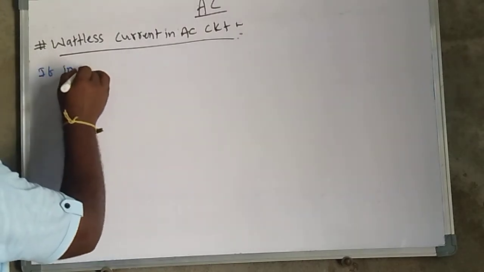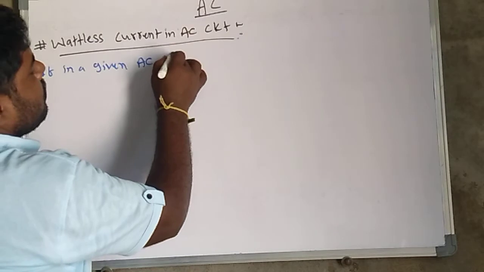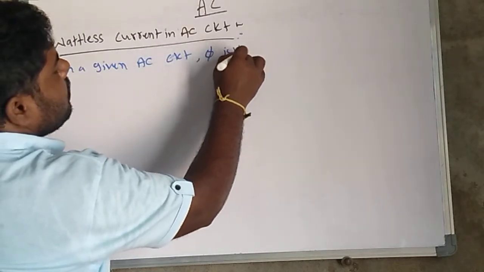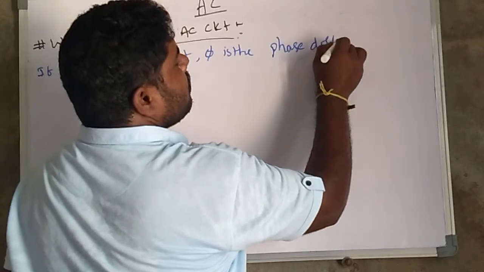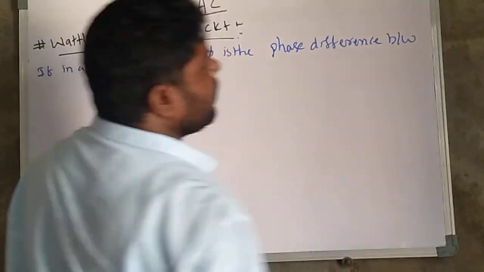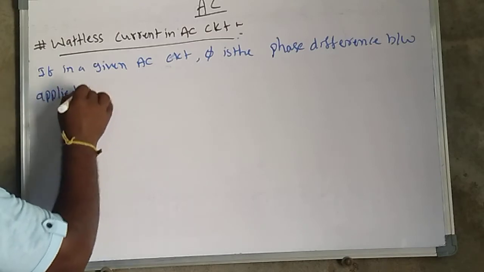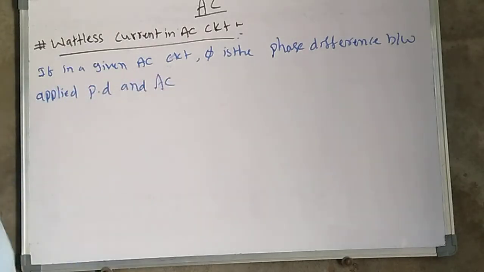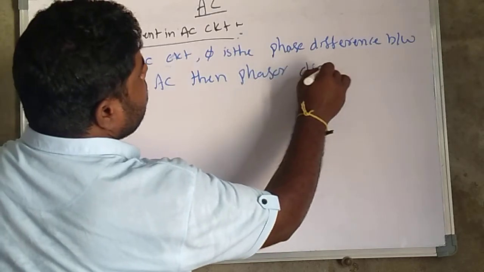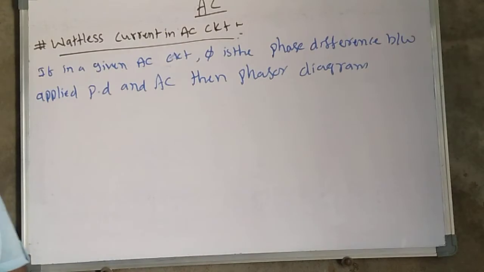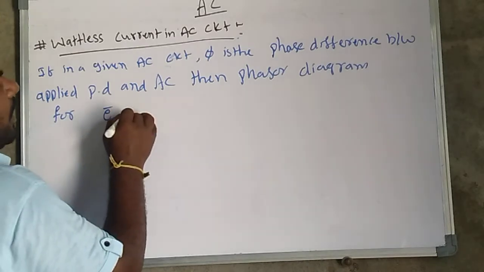If in a given AC circuit, phi is the phase difference between the applied potential difference and the alternating current, then the phasor diagram for E bar, the EMF phasor, and the current phasor is as follows.